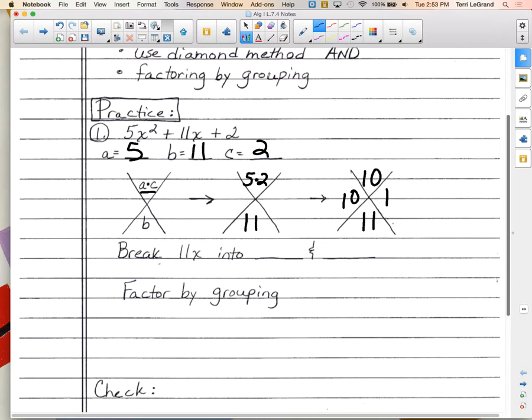Anybody know what x plus 10 times x plus 1 would get us? What would that product be? I'm just going to write it down so you have the visual. What would this multiply out to? Because if we can get away with this today, then maybe you can say, oh, you know what, LeGrand, we don't have to do all that extra work. You don't know what you're talking about. Anybody know what this multiplies out to?